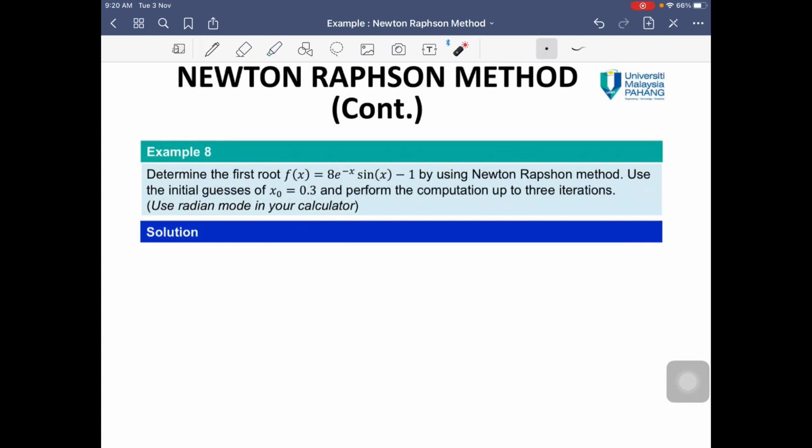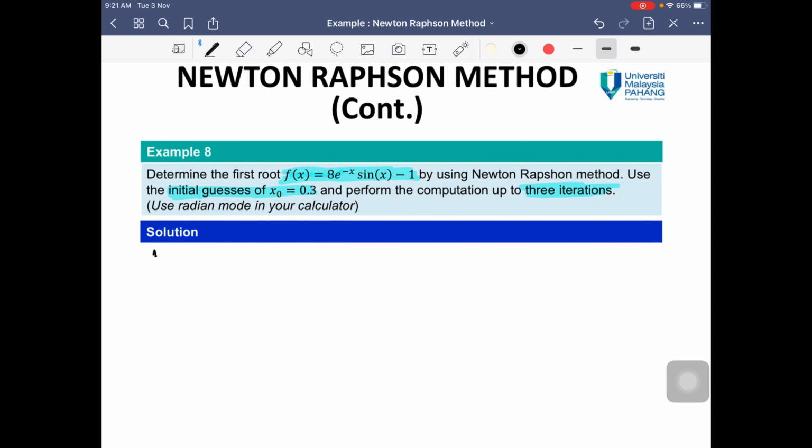Okay, so let me highlight first the important information. So this is our function, and of course this function is continuous. Normally if it has an exponent and also trigonometry, our function is continuous and also differentiable. And then this is our initial guess. Alright, and then we need to perform 3 iterations. Okay, so let's look at how we solve this problem.